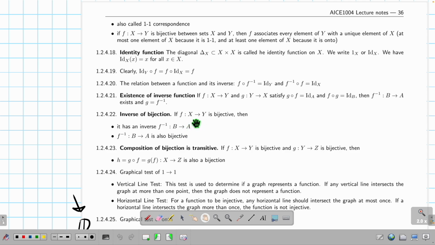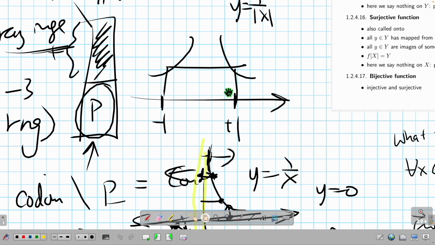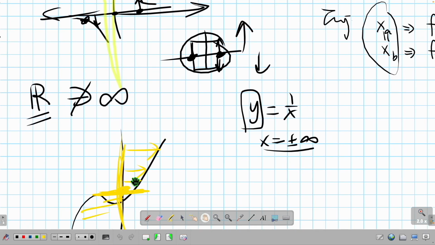And then what's the big deal of bijective? If you have a function from x to y that is bijective, then you have a function going back and it's also bijective. That's the big deal. If a function is not bijective, it's possible you cannot go back. For example, this one you cannot go back. Why? If I ask you what x gives me y = -3, no such x. Therefore, no. This guy is not bijective.